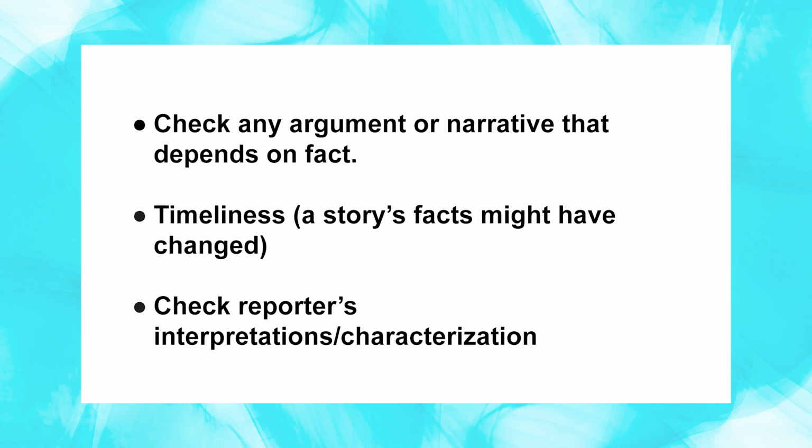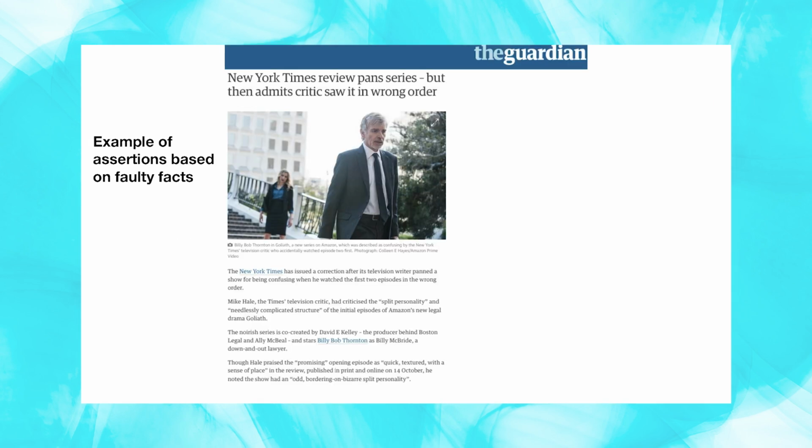When fact-checking a piece of writing, whether an article, a script for a podcast, or a documentary, make sure you identify every assertion or fact. Here's an example of an assertion based on a fact that was wrong. This New York Times TV critic criticized a TV show's "split personality" and needlessly complicated structure when the critic had actually watched the show's episodes in the wrong order. His criticism was based on the fact that he had watched in the correct order. This seems like a hard one to catch if you make this mistake, but I bet they'll never make that mistake again.